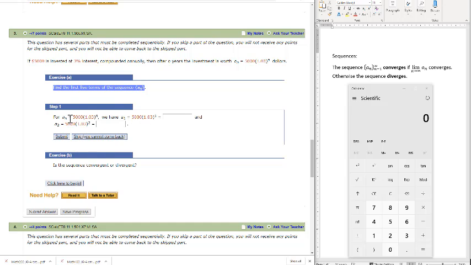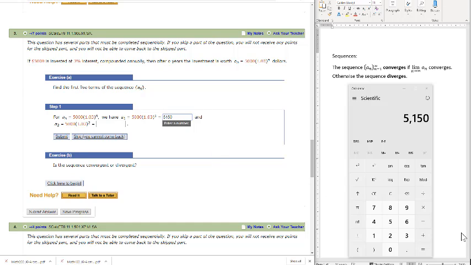Well, the first 5 terms would be when n is equal to 1, 2, 3, 4, 5. So here we have 5,000 times 1.03 to the first power, and we can use our calculators to do that. So 5,000 times 1.03, and that's 5150.